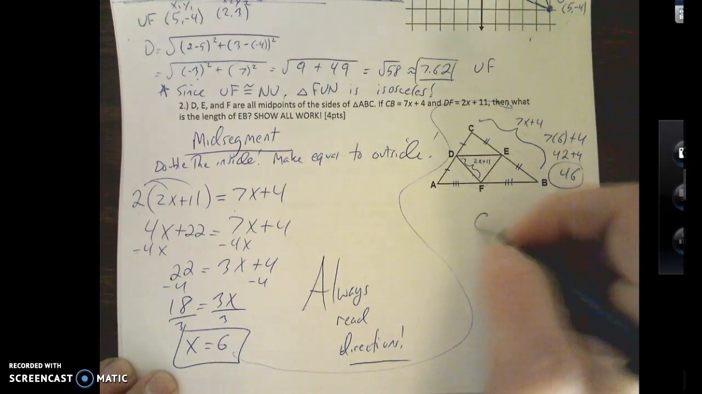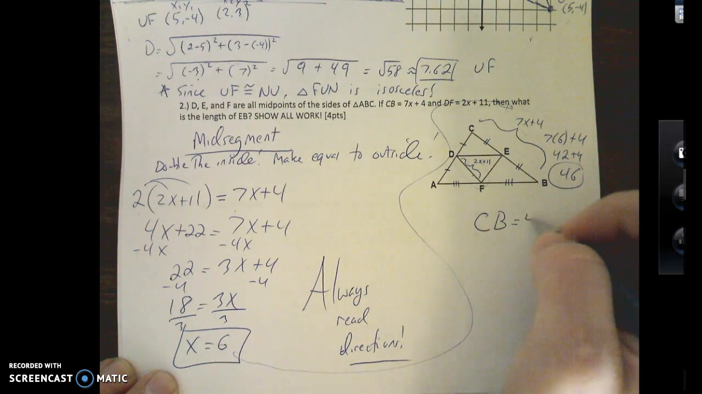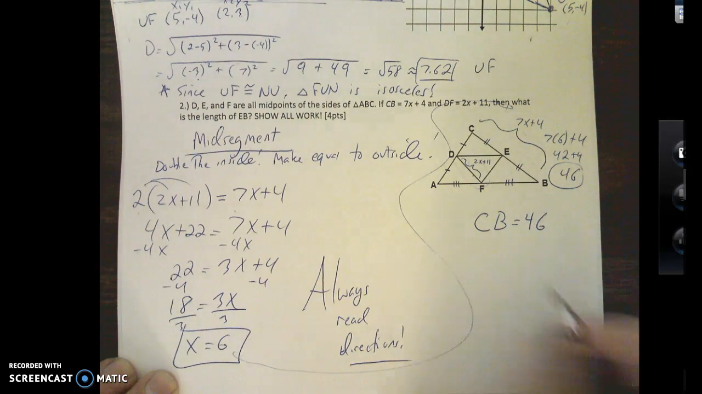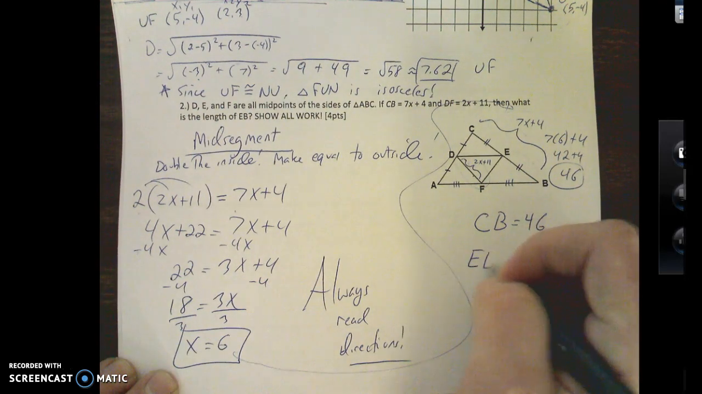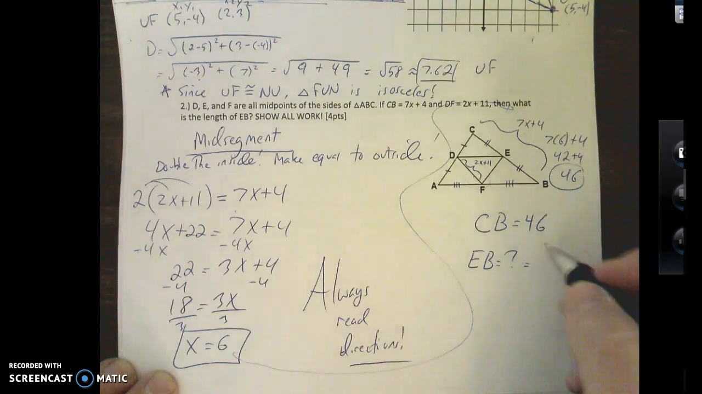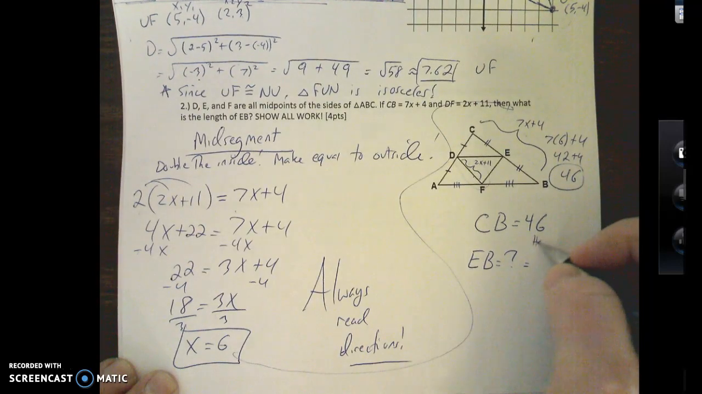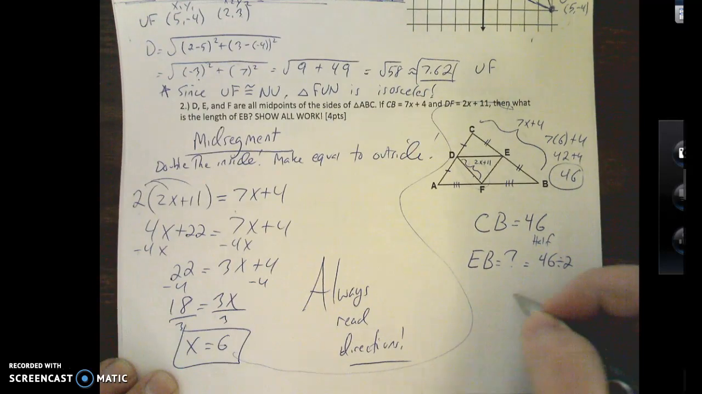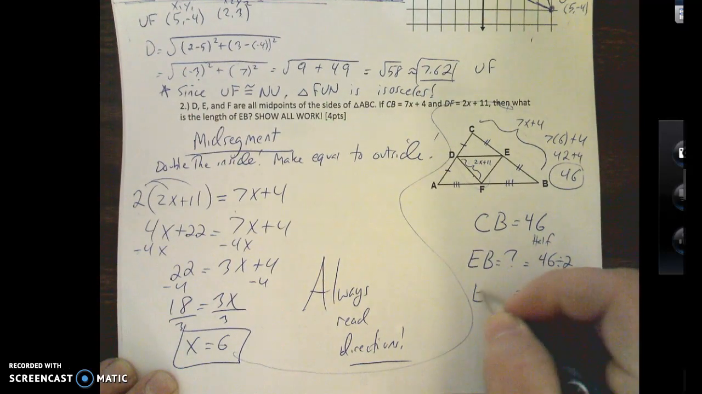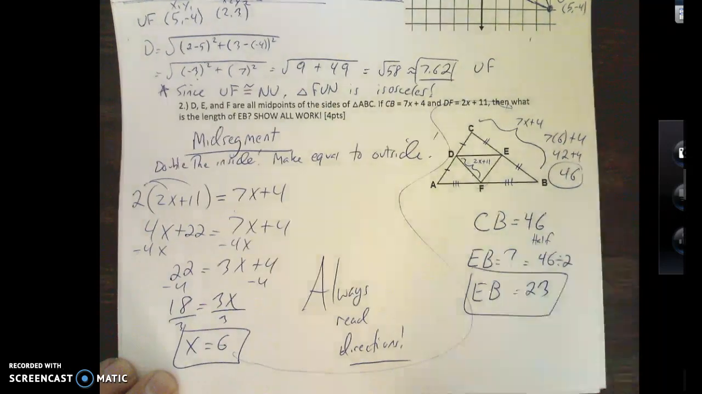Now, CB equals 46. So what could EB equal? Well, it's just half of this. So I'm going to do 46 divided by 2. EB equals 23. Michael Jordan up in here, okay?